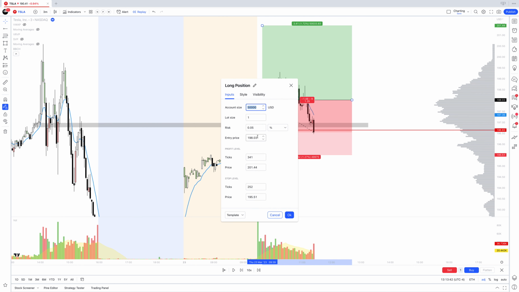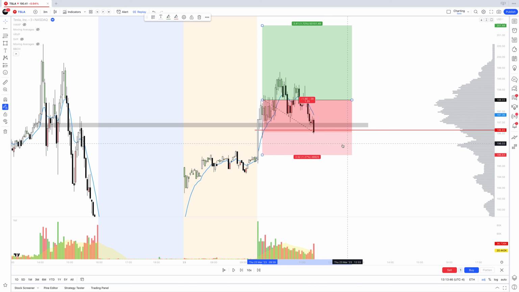So, we're just going to change this again. Risking that. So yeah, basically would have lost, what, like 37.50. Turn it to red.